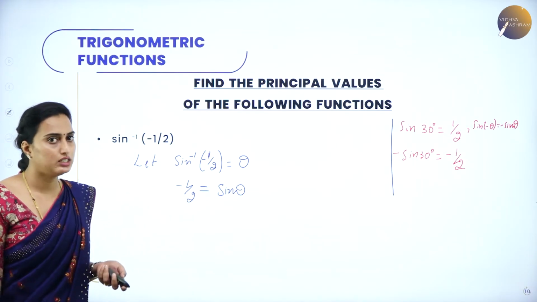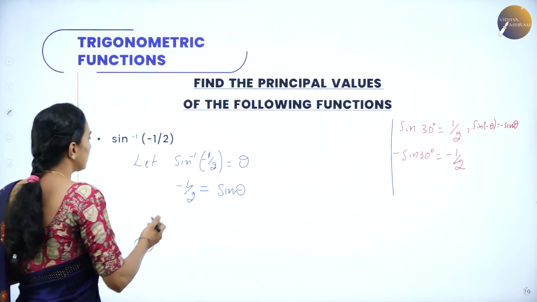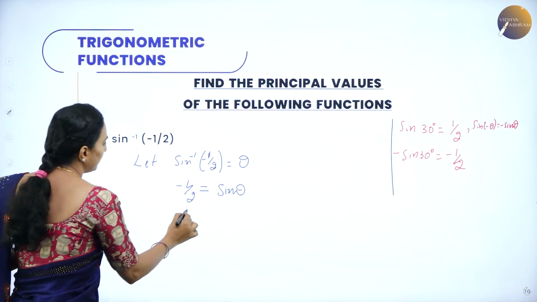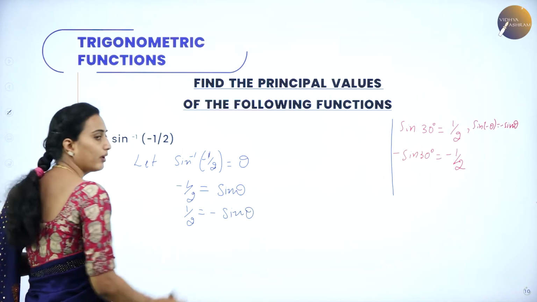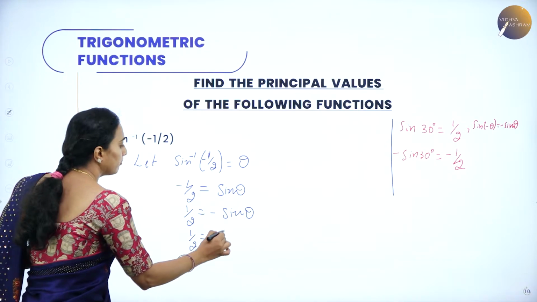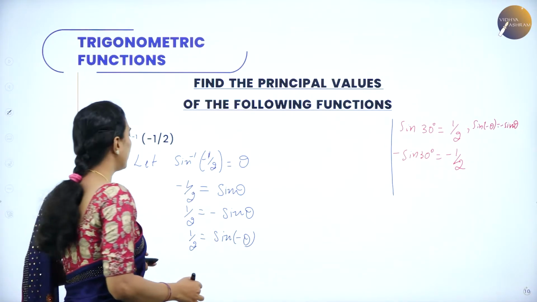Minus sine 30 degree. Okay? Otherwise, you can shift like this. So this is my 1 by 2, you are going to write as it is. So 1 by 2 is equal to minus sine theta. Otherwise, 1 by 2 will be equal to sine of minus theta, because you already know sine of minus theta is minus sine theta.